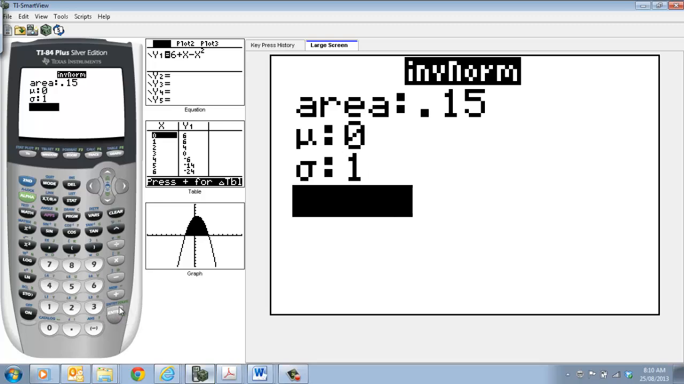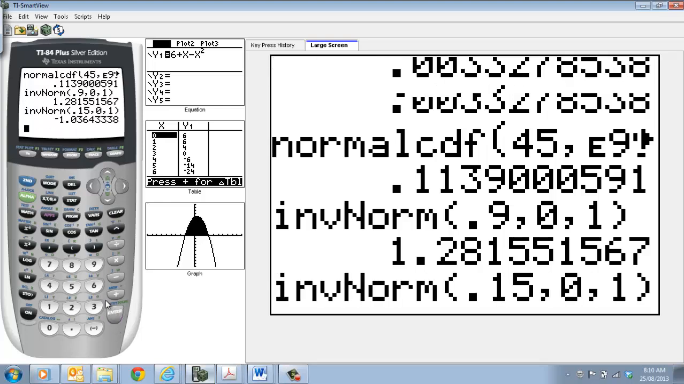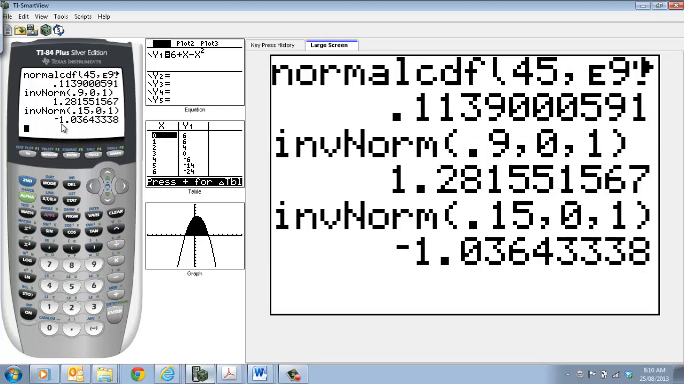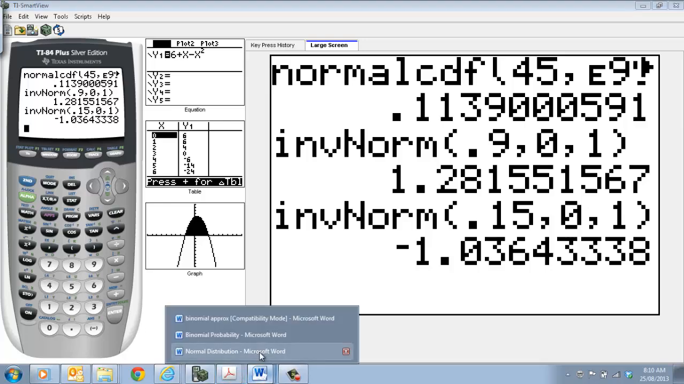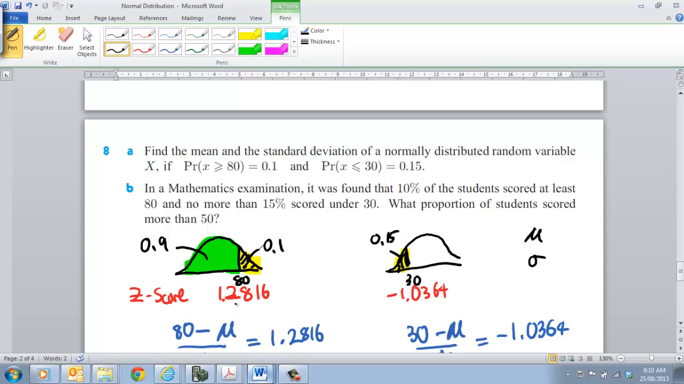And then I come down to that and I paste that. And that gives me a z-score of negative 1.03. So it's just over 1 standard deviation away from the mean for the sample. So that is really useful, to have these two scores.